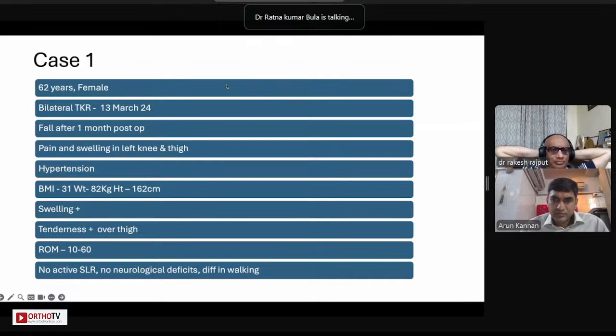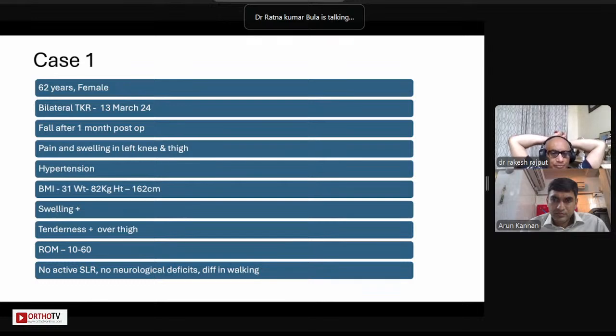So the first case is a 62-year-old female patient who had bilateral TKR 1 month earlier. Now she had a history of fall and came to our OPD with complaints of pain and swelling in the thigh and knee region of the left side. She's obese with a BMI of 31. Associated comorbidity was hypertension. On examination, she had diffuse tenderness over the thigh and swelling was present.